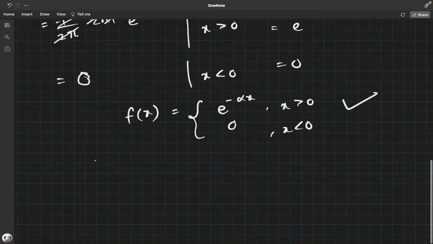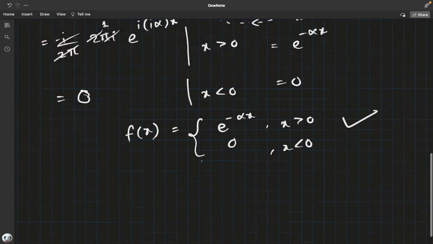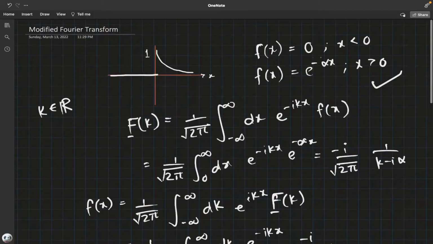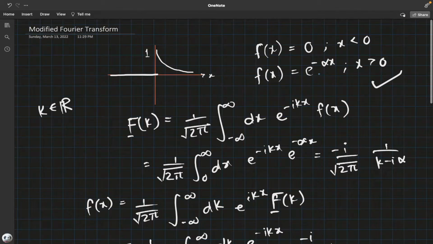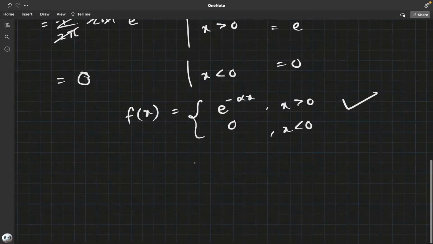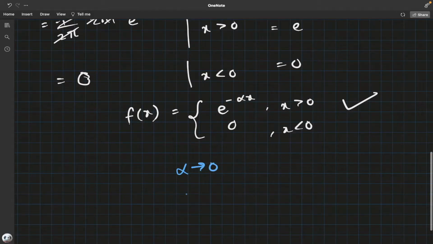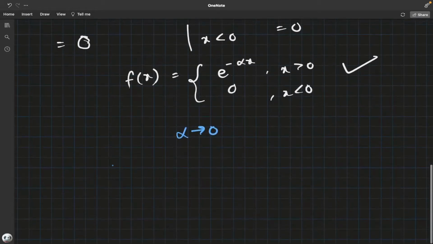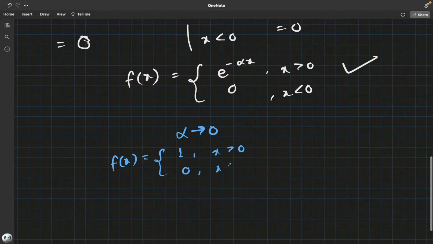Now my concern is, when does it not check out? Here's my concern. We had some alpha parameter here. I'm calling it a parameter because I'm going to set it to 0 now. So what if alpha went to 0? Which means this guy is just a 1. So our function of concern is 1 when x is positive and 0 everywhere else.